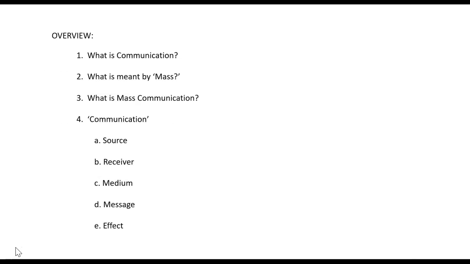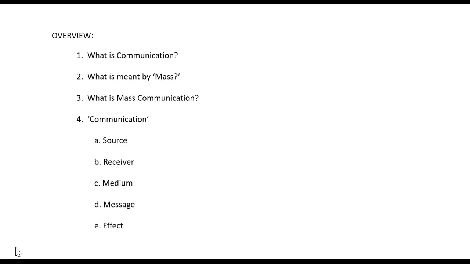So this is what we have done today. We've done a chunk, kind of the first half of the first chapter. And the first chapter of the book really sets out the principles of this course. And we talked about what is communication, right? It's a sender and a receiver. It's sending a message via media that produces an effect. We talked about mass being lots and lots and lots of people. Mass communication is communication that reaches a lot of people.